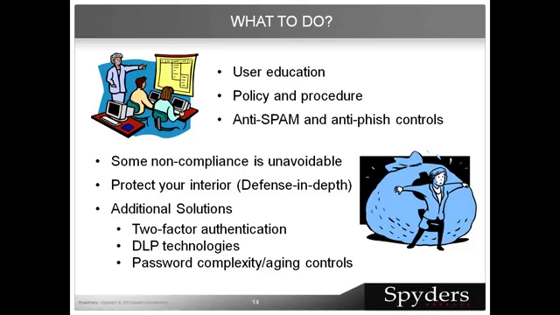Realistically, however, some non-compliance is just nothing you can do about. And so the only solution beyond that is to make sure that you're, again, adopting a defense-in-depth approach. That means securing your interior, and it can also mean hardening your other perimeter devices, such as firewalls, VPNs and mail gateways. Things like two-factor authentication can really help. Ensuring the technical controls around your password complexity and aging are in place, and even solutions like DLP can really help identify data that's flowing out of your network.